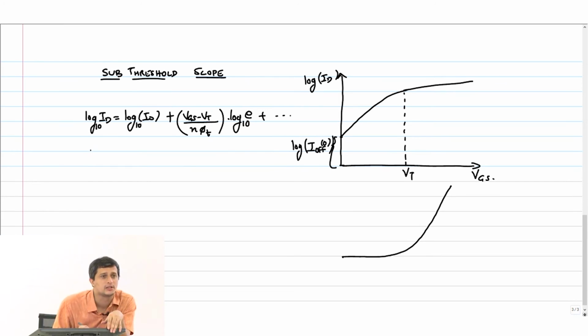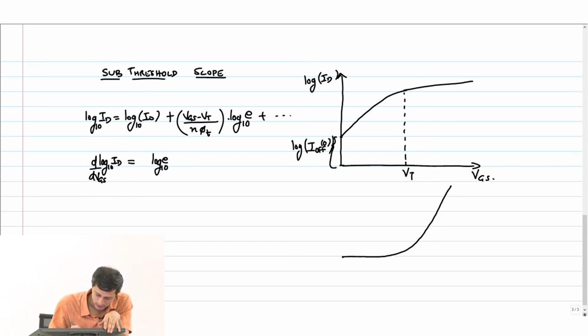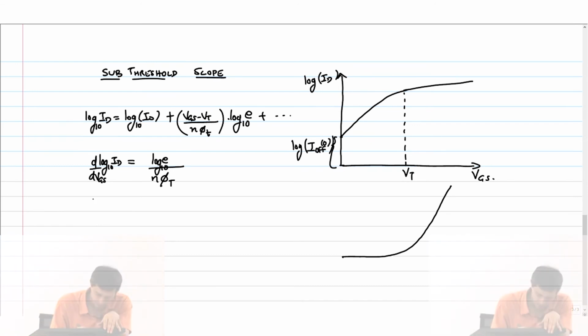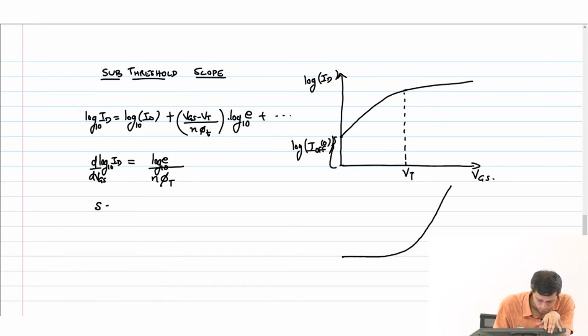Now I will differentiate this with respect to VGS: d by d VGS of log to base 10 of ID. Everything else is a constant and vanishes, and you will get log to base 10 of e divided by n phi t. Okay. So now I am going to define my subthreshold slope S as 1 over d by d VGS of log to base 10 of ID.